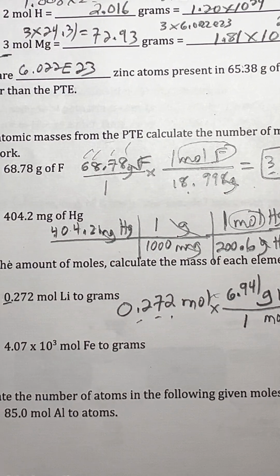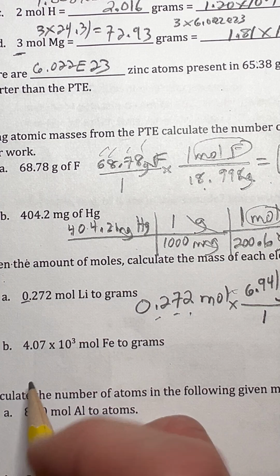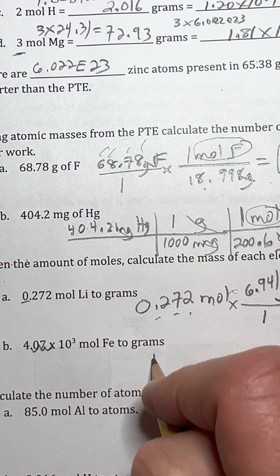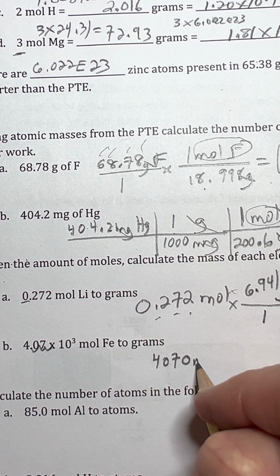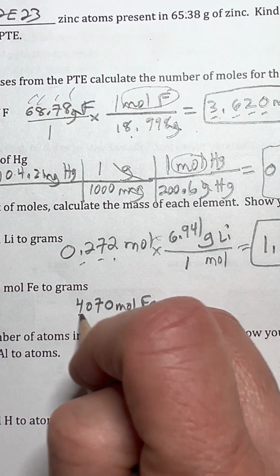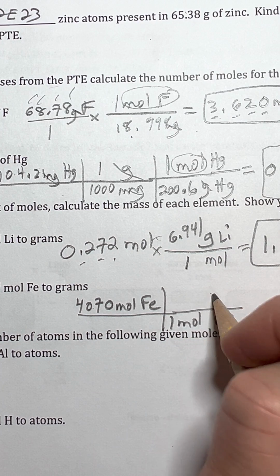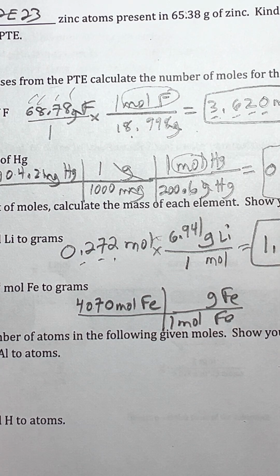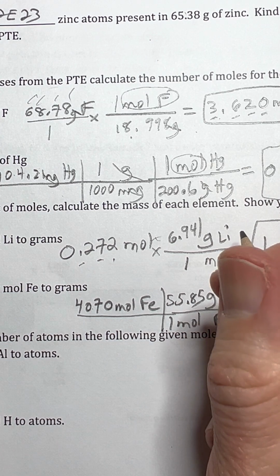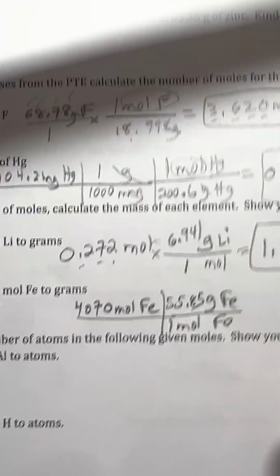This next one is a wonky looking number. If you didn't want to have it in scientific notation, you could move the decimal over 3 places. 1, 2, 3, so we'll have a 0 at the end, so it'll be 4070 moles of Fe. Fe is iron. And then I'll do this one as a railroad track. It's just a one-stepper, so 1 mole of Fe has so many grams. I go to my periodic table, and my periodic table says 55.85 grams. So again, where on the periodic table did I find that? I found iron, and it's that number at the bottom.